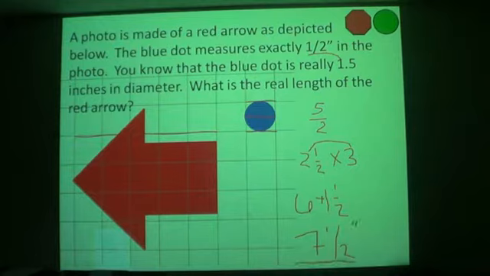It's very important that you tell the reader, you tell the person looking at your numbers what your numbers represent, because there's a big difference between 7.5 inches and 7.5 feet and 7.5 miles and 7.5 months and 7.5 light years and $7.5. So you've got to tell them what your number represents.